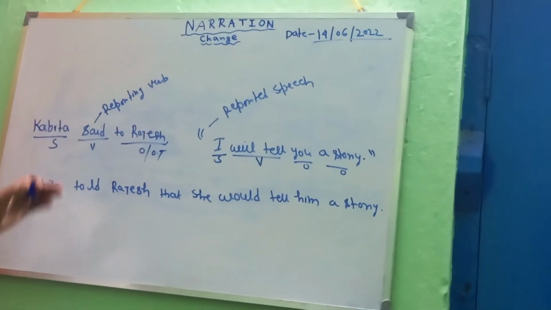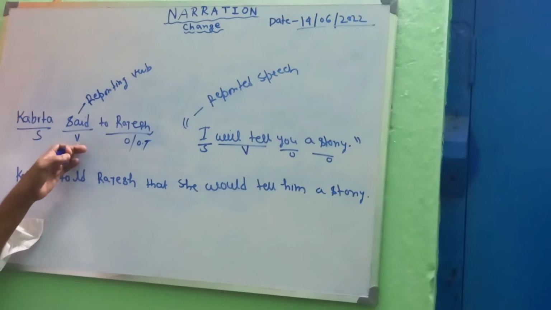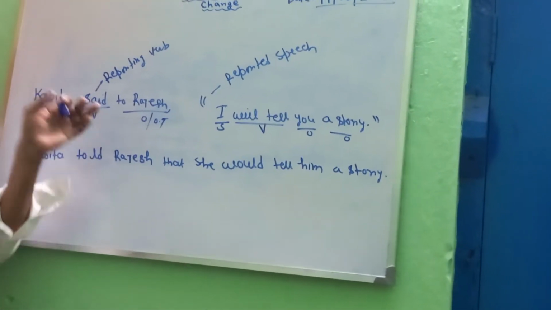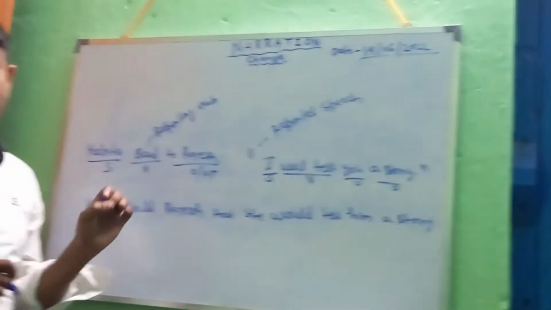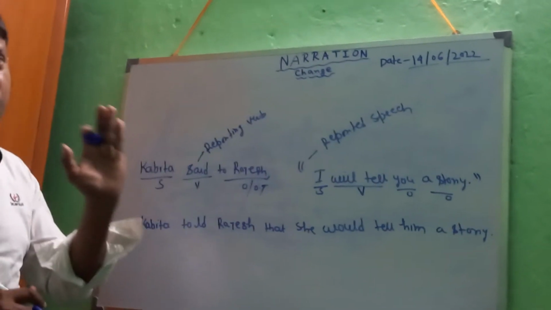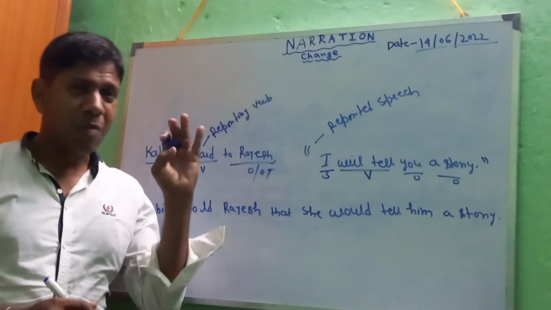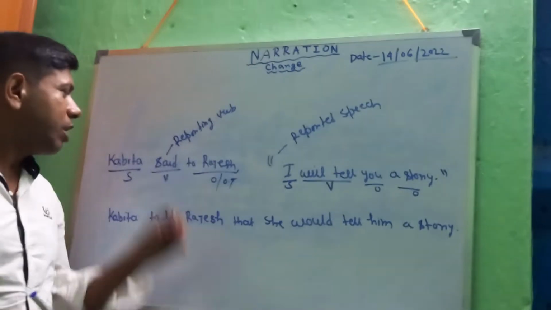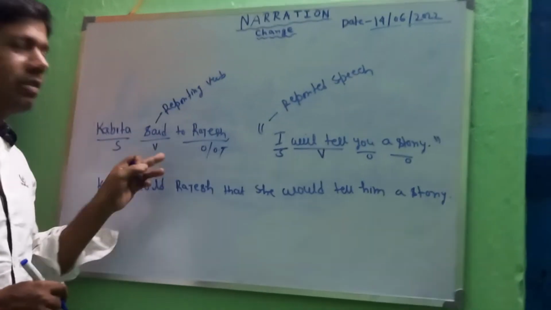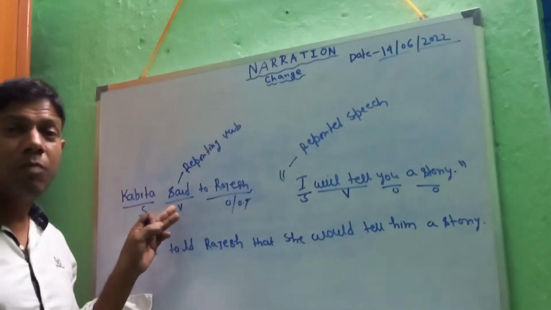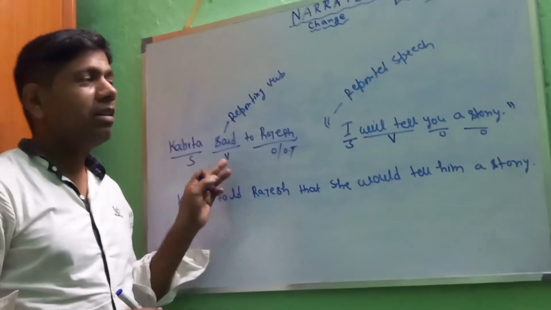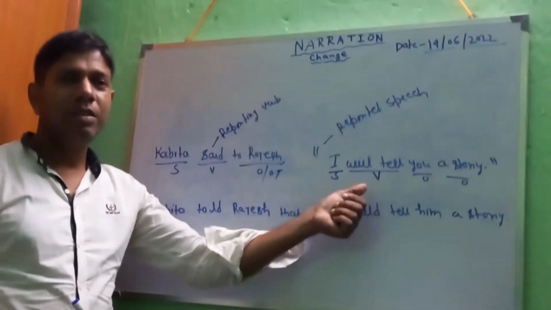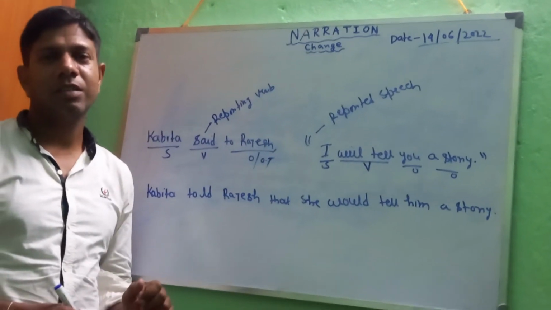What is the rule? If the reporting verb is in the past tense, meaning any corresponding form of the past tense, how many kinds of corresponding forms does the past tense have? Four types: past indefinite, past continuous, past perfect, and past perfect continuous. So, if the reporting verb is in any corresponding form of the past tense, then the reported speech's verb will change into the past tense.